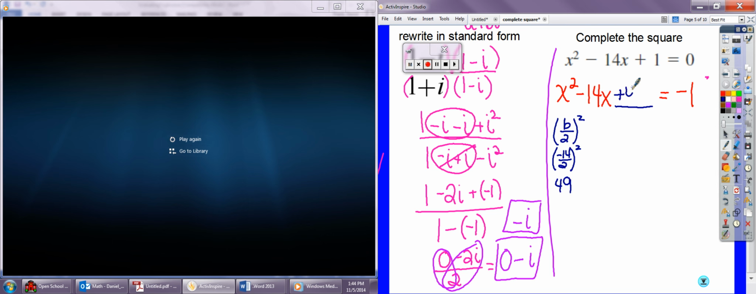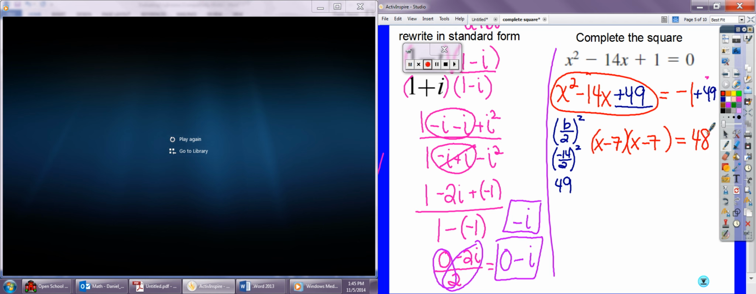Plus 49. But remember, this is an equation. You have to keep it balanced. You got to do it to the other side as well. So plus 49. Okay? All right, so when I look at this, this part is now a perfect square, and I can rewrite it as 2 factors. What are the 2 factors? And they have to be identical. It has to be minus 7 and minus 7. And then equals, what's on this side over here? 48.